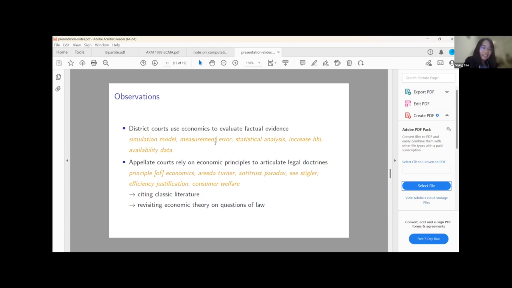Yeah. And then appellate courts rely on higher level economic principles to articulate legal doctrines. Right? This is reflected in words like principles of economics, the textbook written by Paul Samuelson, and The Antitrust Paradox by Robert Bork, and so on and so forth.